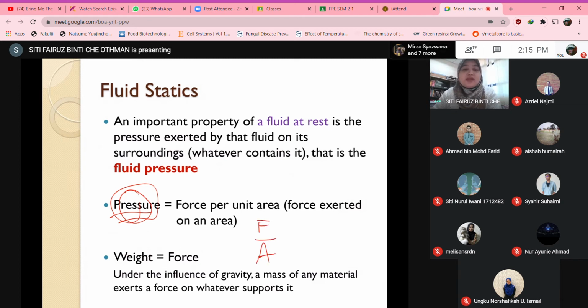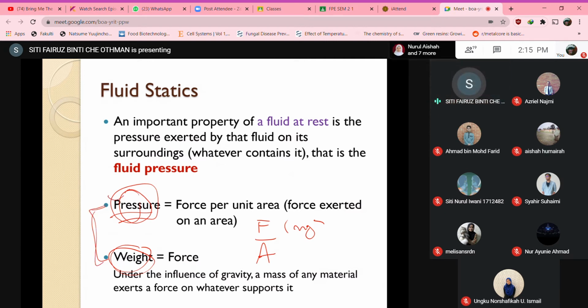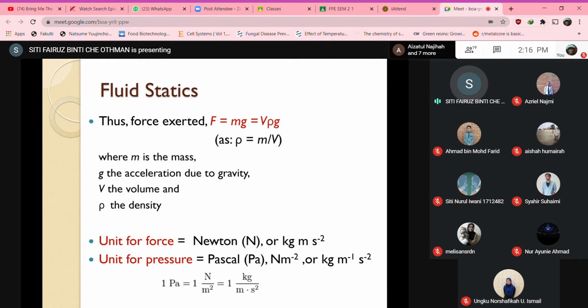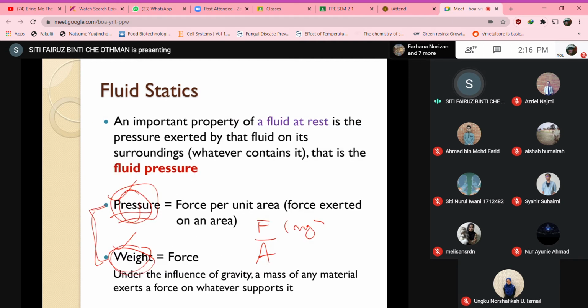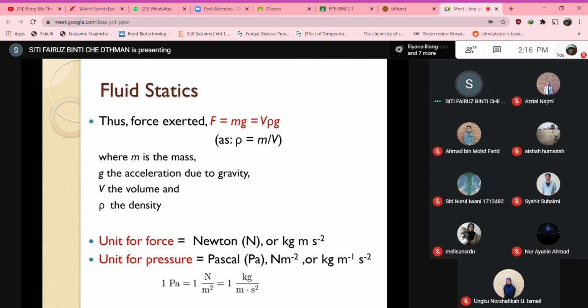So weight equals force, which is weight equals mg. Later you will see why these two variables are relevant and why you need to know them, because you will see a lot of this if you want to solve problems for fluid static and also in fluid dynamics. So force exerted, F equals mg, as I've shown you before.